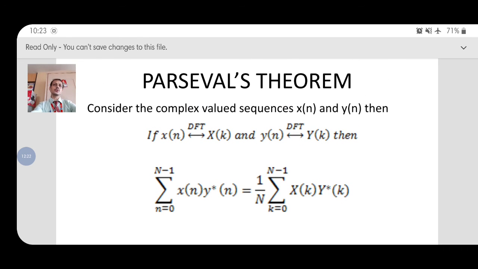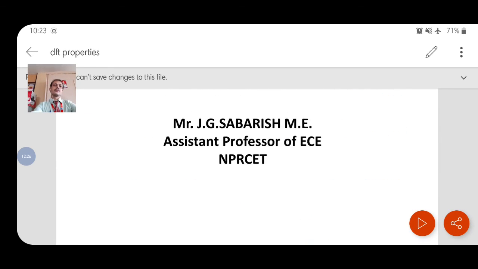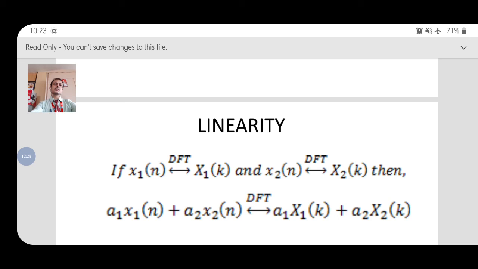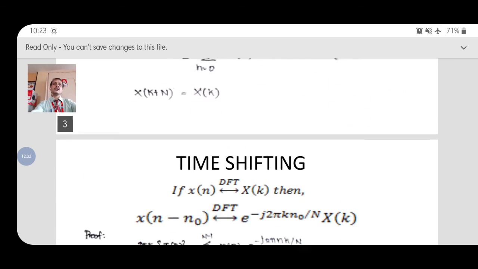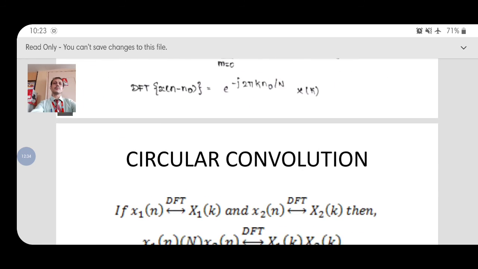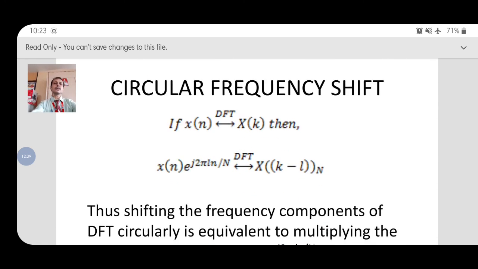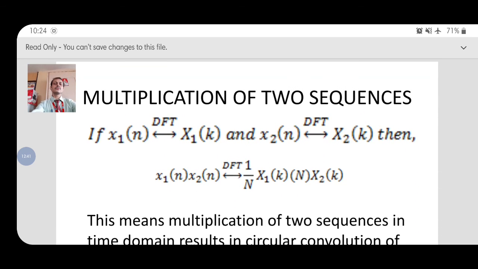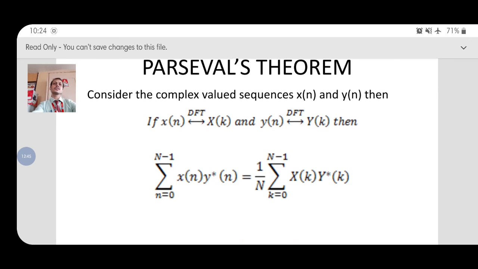So today we discussed the properties of DFT. The first property is linearity, the second one is periodicity, and the third one is time shifting property, and then circular convolution, circular time shift, and circular frequency shift, and then multiplication of two sequences, and finally we discussed Parseval's theorem.